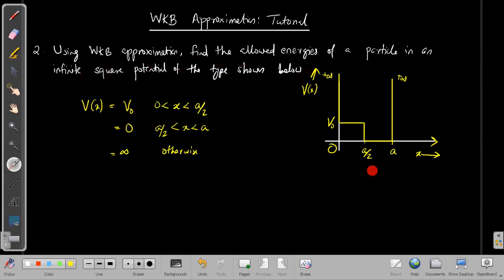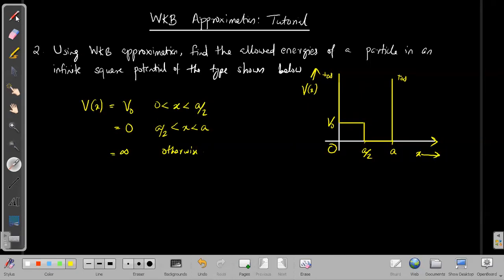So this is the potential diagram which is given. The potential is there between 0 to a. From 0 to a/2, the potential is V0, and from a/2 to a, the potential is 0, and at all other points, the potential is infinity. So it is like a potential well, but there is a small bump between 0 and a/2. A square bump is available there. Now I have to use the WKB approximation to find the possible energy for this particular problem.